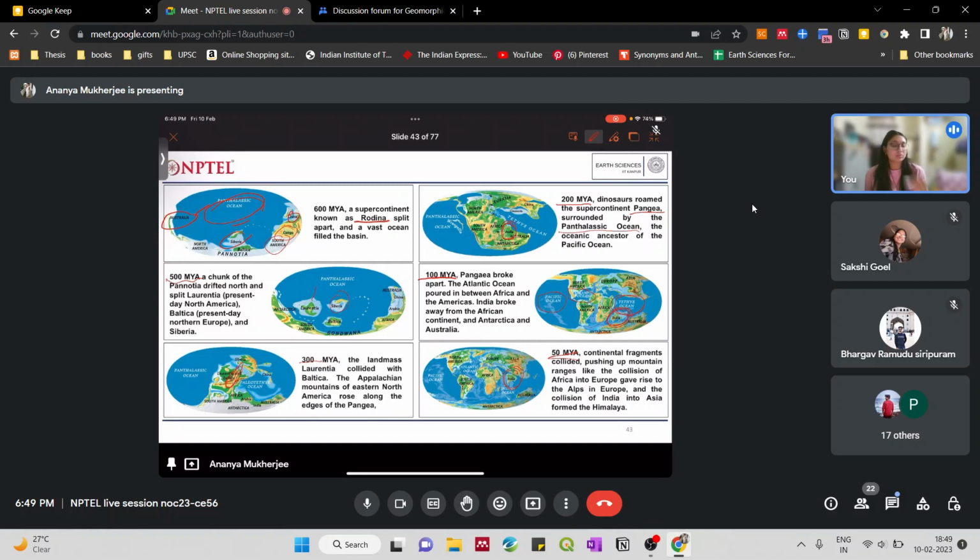For an example, some rocks that are found in India are also found in Antarctica, and they have been dated, and the time that they have formed is similar. So that means that they were together. Okay, so taking this information, these kind of supercontinental arrangements have been reconstructed.